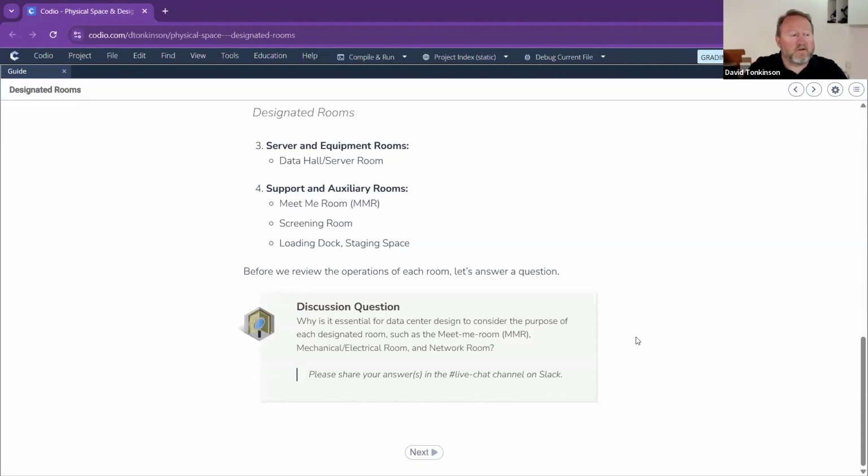So there's a little discussion question we'll drop in. Why is it essential for data center designs to consider the purpose of each designated room, such as MMRs, the meet me room, mechanical electrical room, and network rooms? Why do you think it's important? Organization? Yeah, it is organization. Why do you think it's important to work out where we locate these locations?